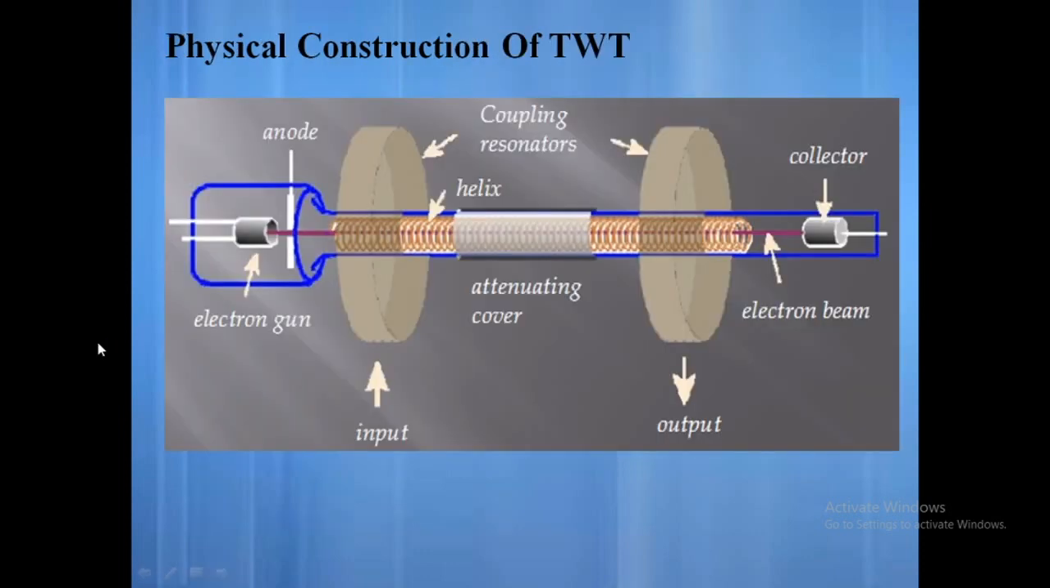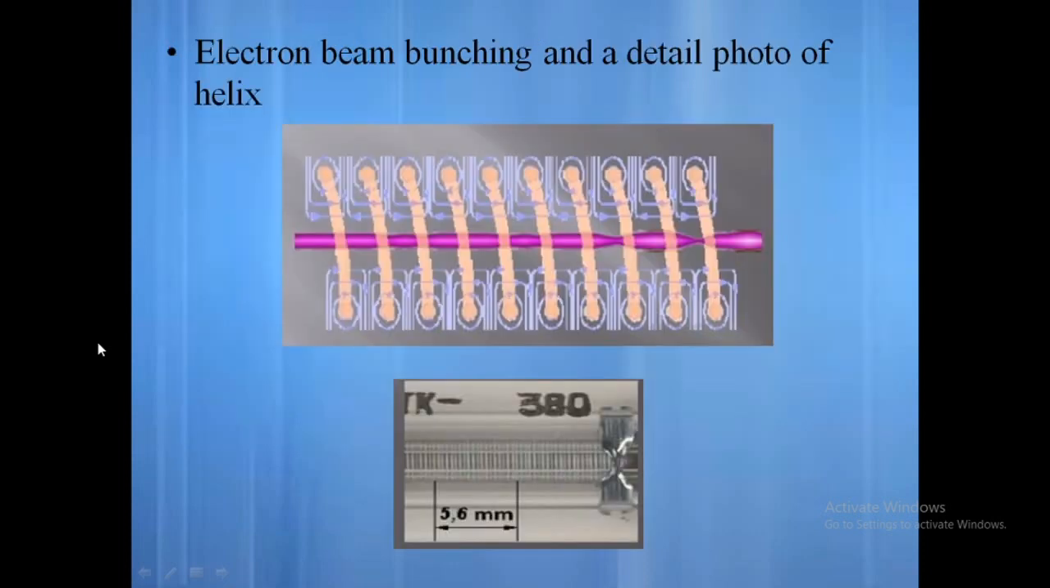So this is the physical construction of the traveling wave tube. The diagram shows the electron bunching. Here we can see that at some points there will be less bunching and at some points there will be more bunching. It is done due to the helical nature of the structure which we are using, which is the detailed photo.